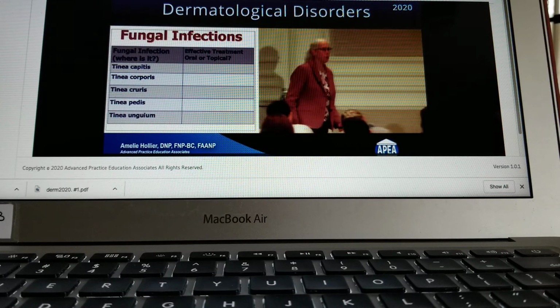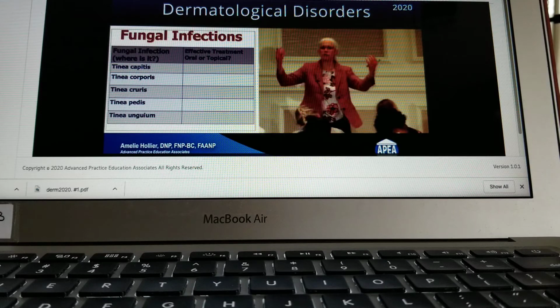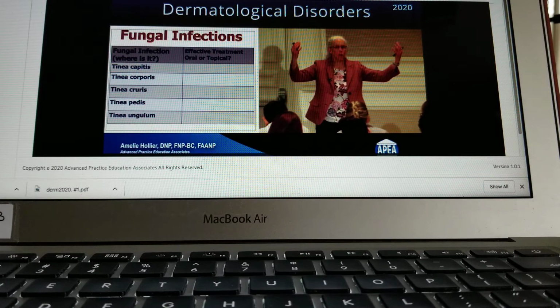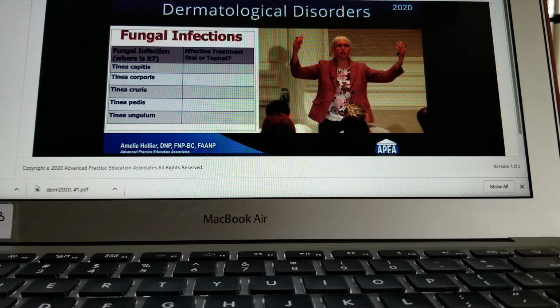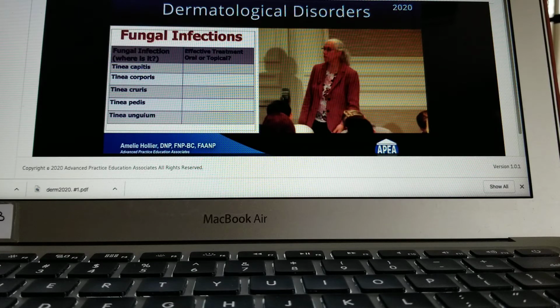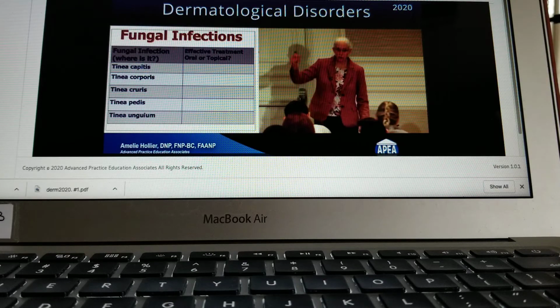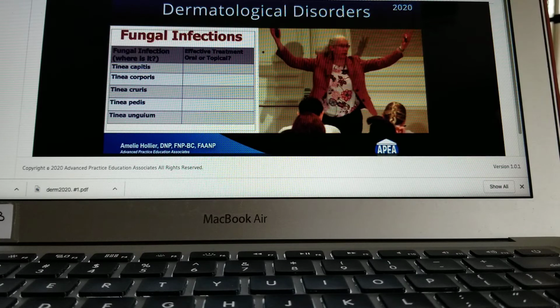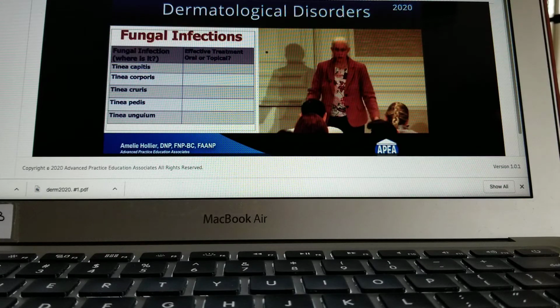Tinea unguium, what is that? It involves the fingernails. Oral always. Oral is so much more effective, and usually superficial is not effective at all. So the two oral agents will be capitis and unguium. Is everybody with me? All right.